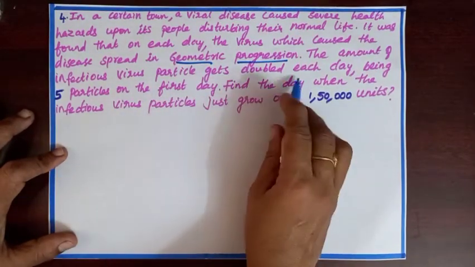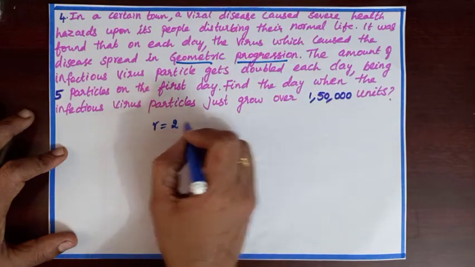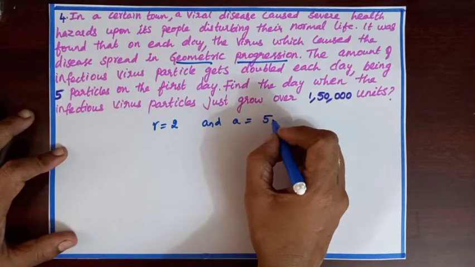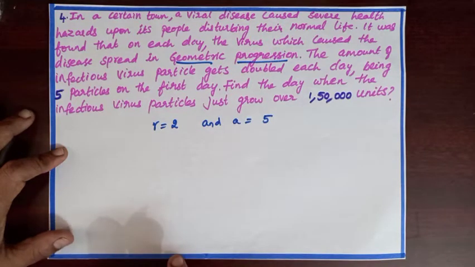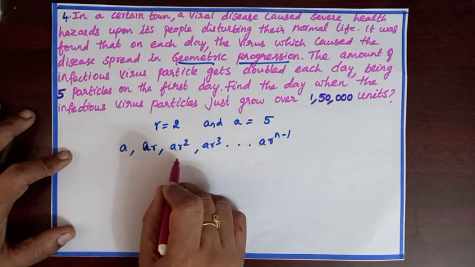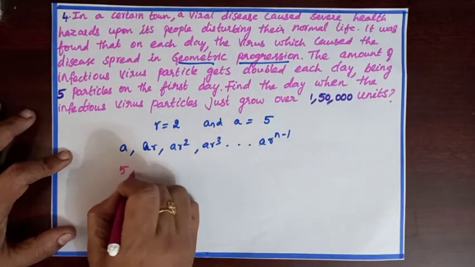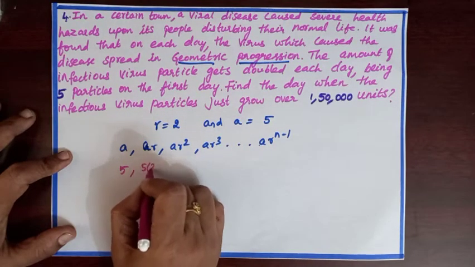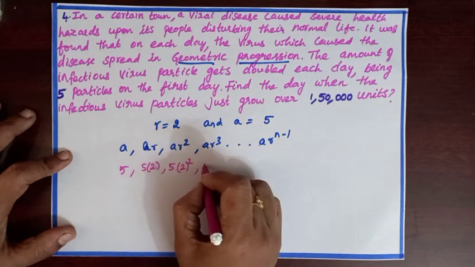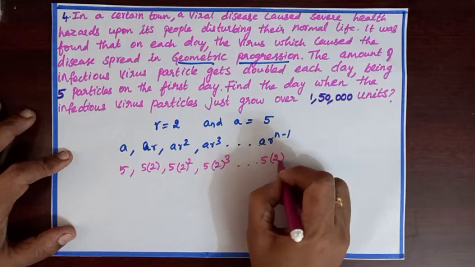Virus particles get doubled each day. It is in the form of a GP, therefore the R value is 2 and the A value is equal to 5. Since the particles get doubled, the GP will be A, AR, AR square, AR cube, up to AR power n minus 1. A is 5: 5, 5 into 2, 5 into 2 power 2, 5 into 2 power 3, up to 5 into 2 power n minus 1.